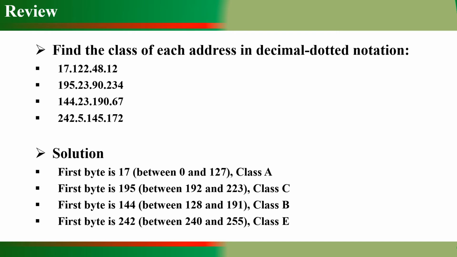The third address is 144.23.190.67. Since the first byte is 144, which lies between 128 and 191, this address belongs to class B. And the last address is 242.5.145.172. Here the first byte is 242, which lies between 240 and 255, so this address belongs to class E.